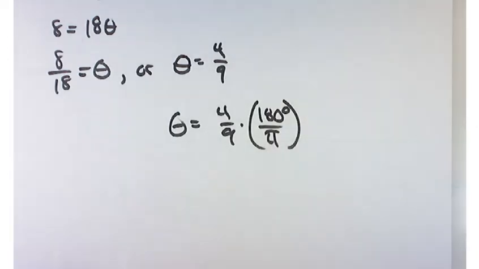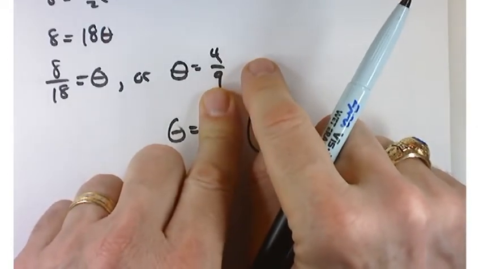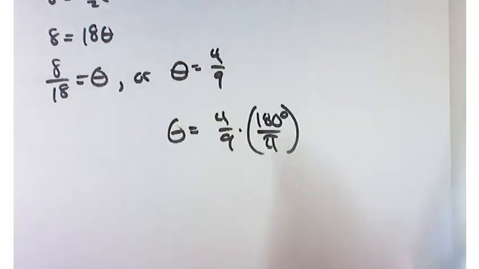That's okay. You know that 4/9 is 0.44444. It's less than 1. So you should have an angle that's less than 57 degrees someplace. In fact, probably less than half of that. And let's see what we get here.